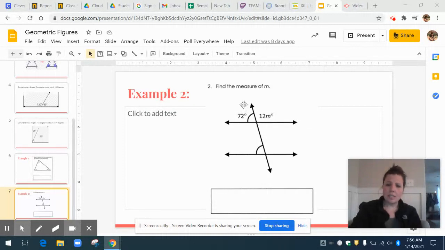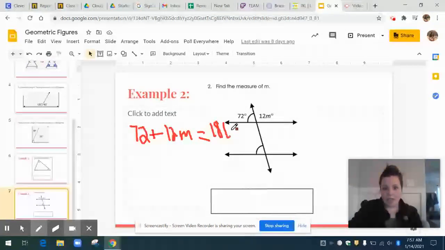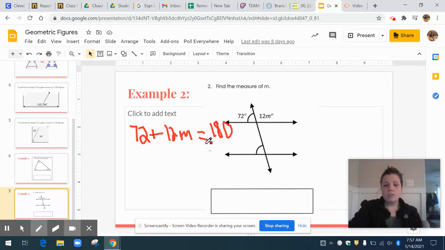So what I'm going to have to do is add each of these angles up, and they have to equal 180. My first angle is 72. Notice there's no x with that. It's just 72 degrees, right? Plus, now I have 12m. That one does have a variable with it, m, equal to 180. So now we're going to solve this just like a standard two-step equation.